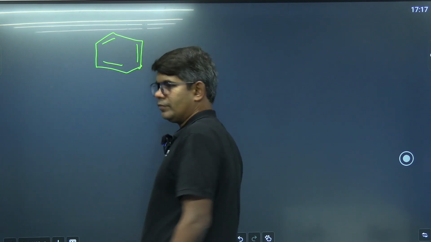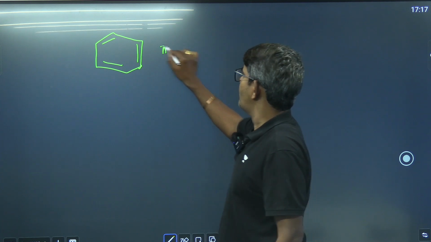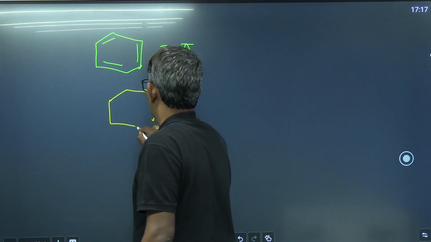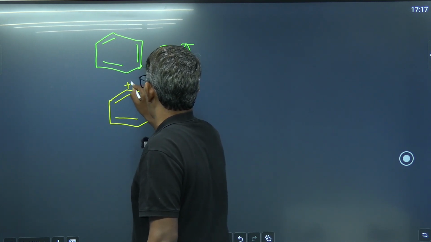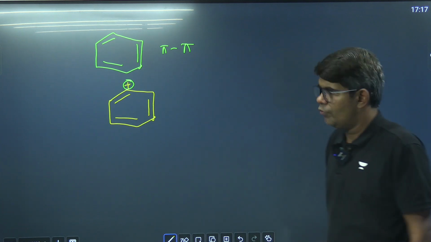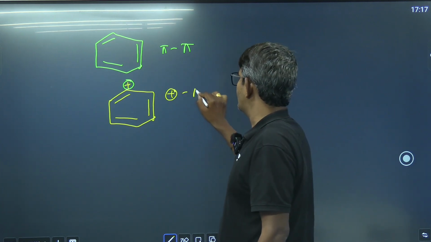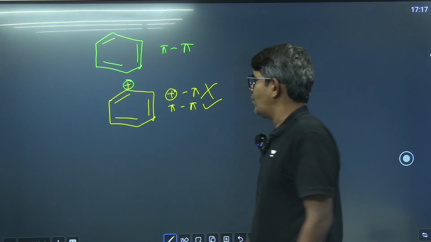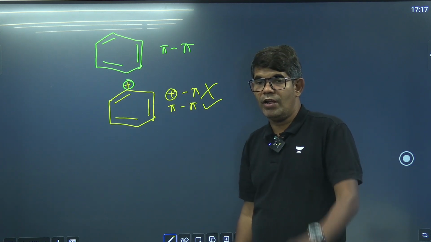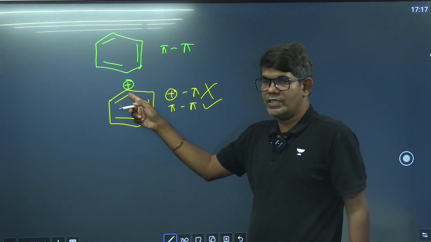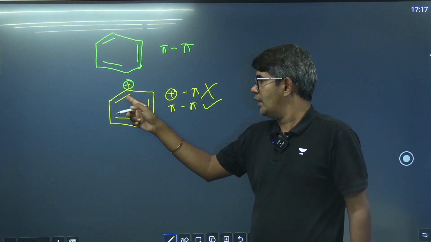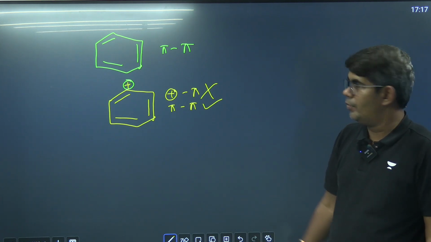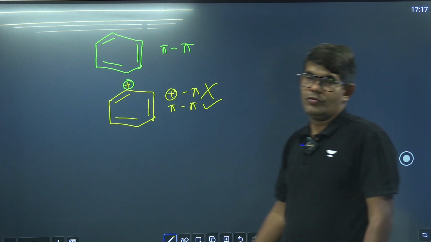This is a benzene ring. In this benzene ring, you have which type of conjugation? Pi-pi conjugation. To this benzene ring, if I have a positive charge, do you have positive pi conjugation? No. You will have only pi-pi conjugation, because an atom will allow only one of its orbitals. The p orbital which is involved in the pi bond formation, that is in conjugation. So, the positive charge, the empty p orbital will not be in conjugation.